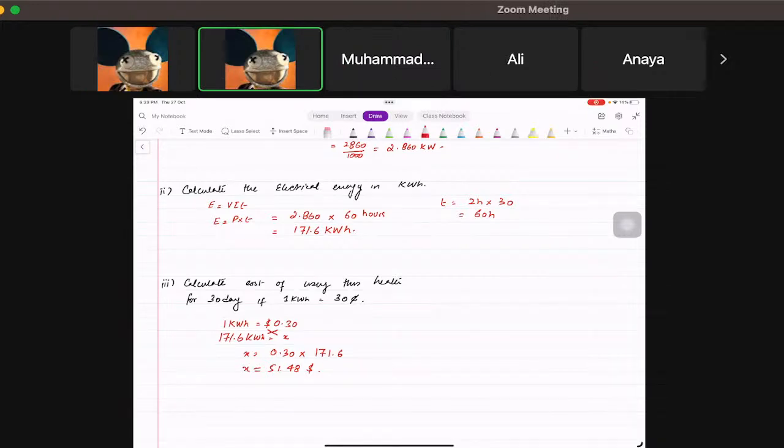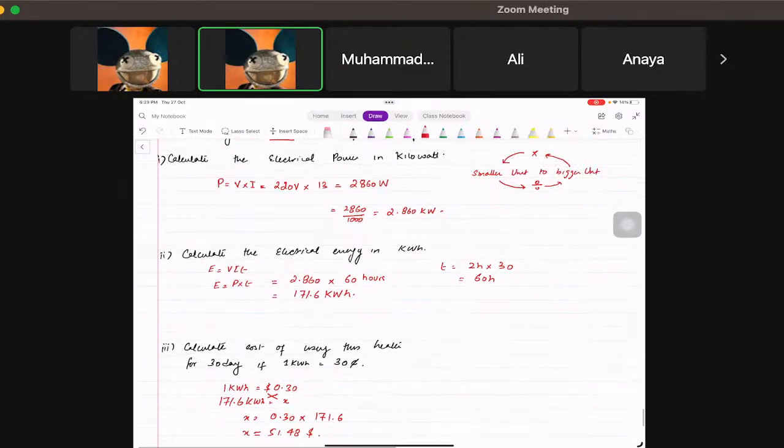Alright, so I hope you guys understand how to change something into kilowatt, how to change energy into kilowatt hour, and how to basically find the cost of electricity. That's very important. Let me know if there is a question.